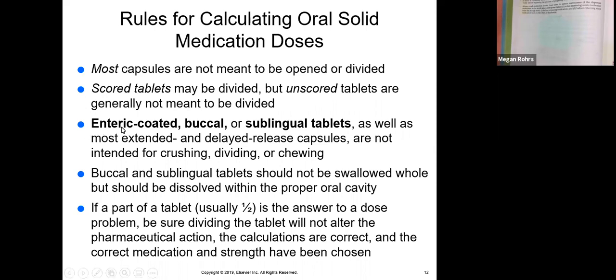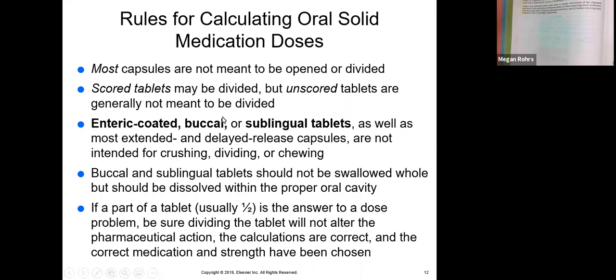We can also have what we call enteric coated tablets. So these are going to be special coated tablets that basically protect them from the acidic environment in our stomach. So that allows the drug to pass through the acidic environment. That way it can start to be absorbed in the small intestine.